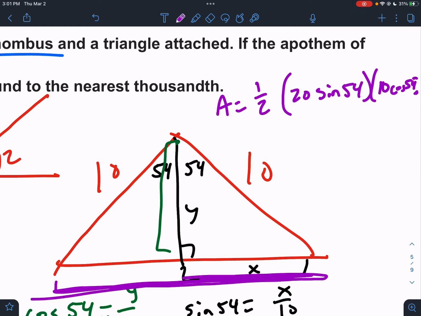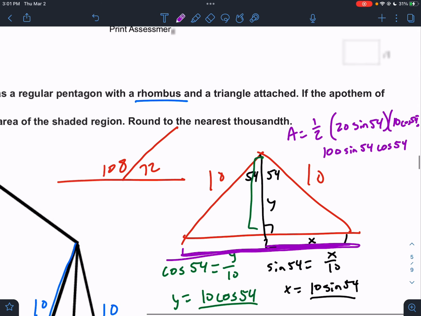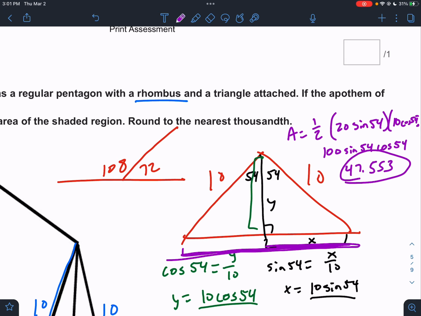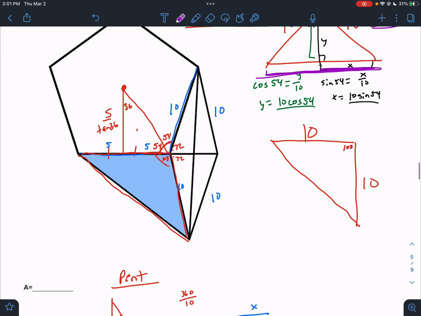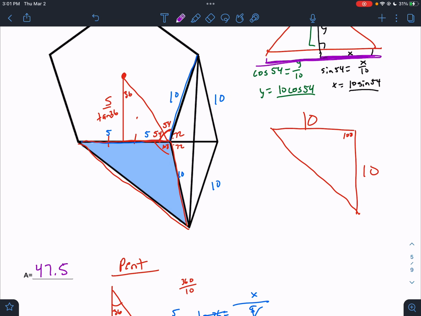Well, multiply that. 1/2 times 10 is 10. Times 10 is 100. That'd be 100 sine 54 cosine 54. Type that in: 100 times the sine of 54 times the cosine of 54. And I get 47.553. And there's our answer. 47.553. I like that question a lot.